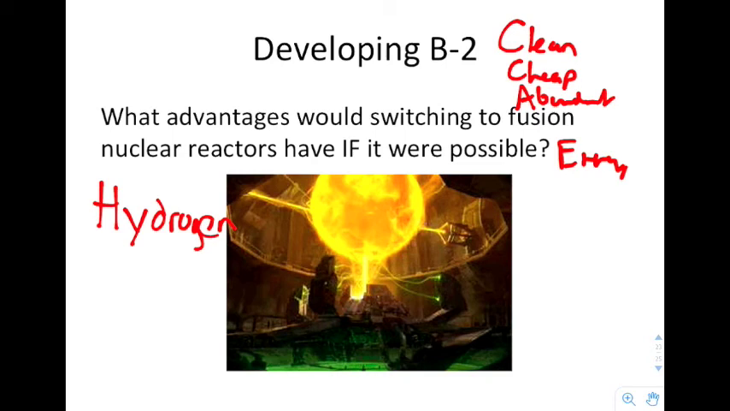You can take two hydrogens and slam them together, and whenever you slam them together, your only byproduct would be helium. You wouldn't have to worry about things like plutonium and uranium. You would just make helium, and that helium would float into the top of the atmosphere. It's not a greenhouse gas, so you would produce a lot of energy with a little amount of effort. It would be abundant, it would be cheap, and it would be clean.